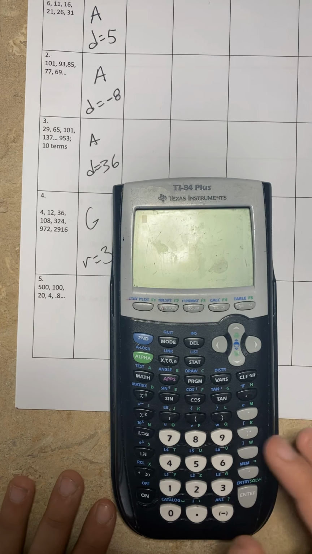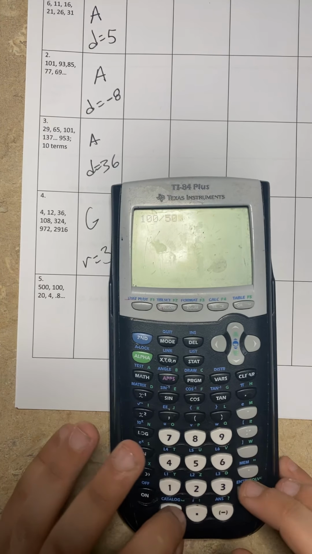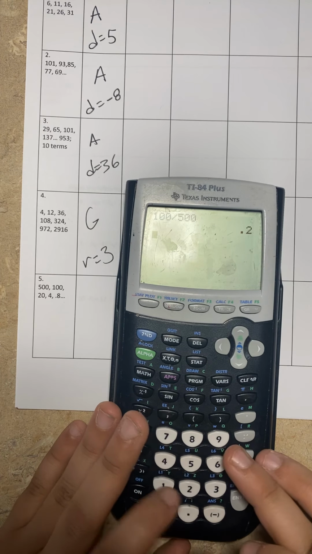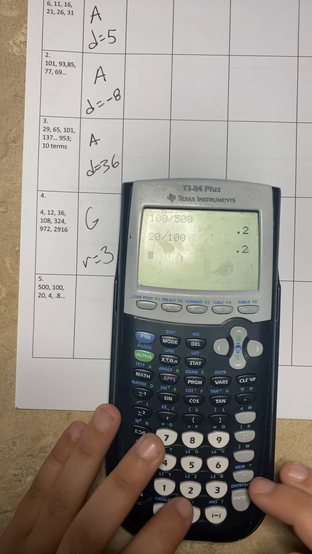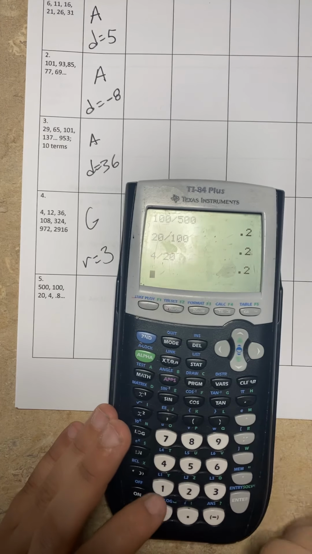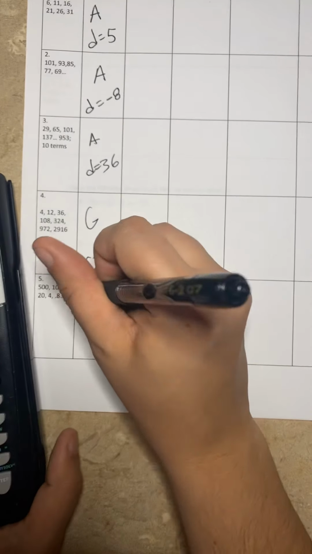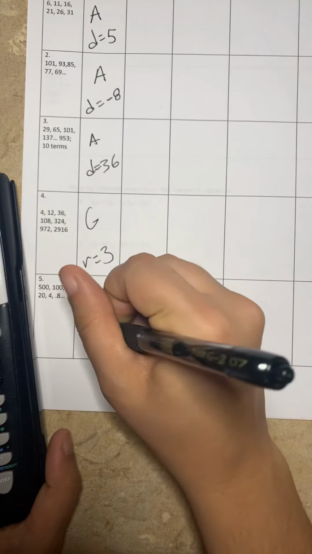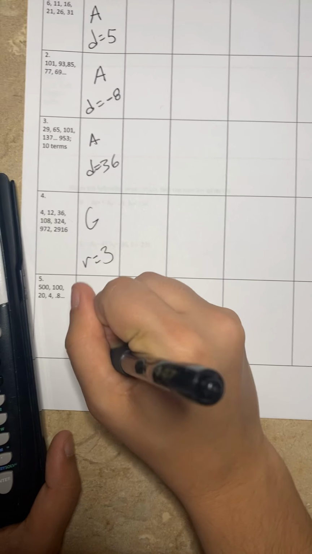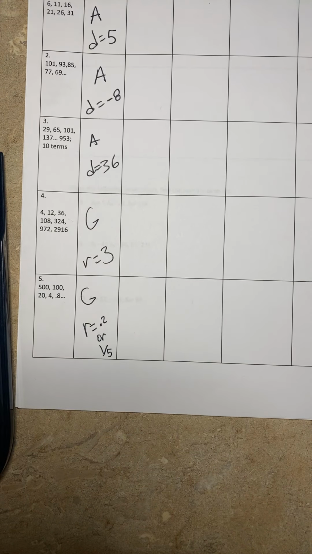So then we check geometric. So we do 100 divided by 500, and 20 divided by 100, and then 4 divided by 20, and notice it's all 0.2, so it's again geometric, and my ratio is either 0.2, or you can also say 1/5. That's the same thing. Okay?